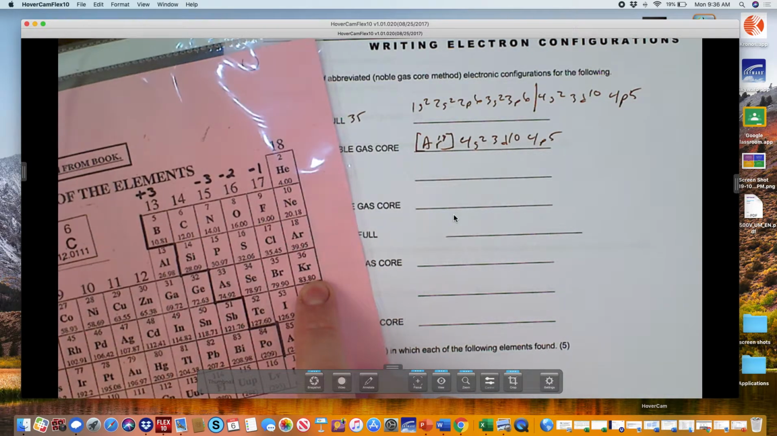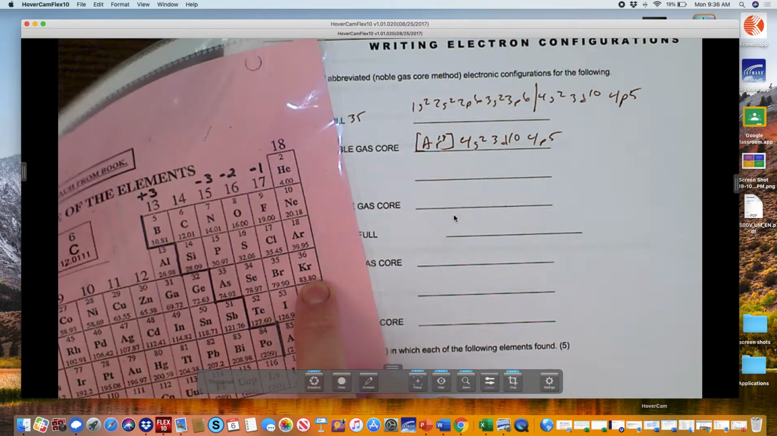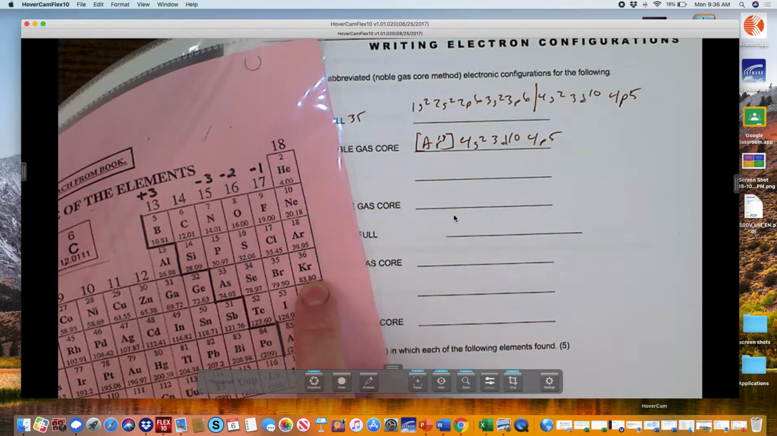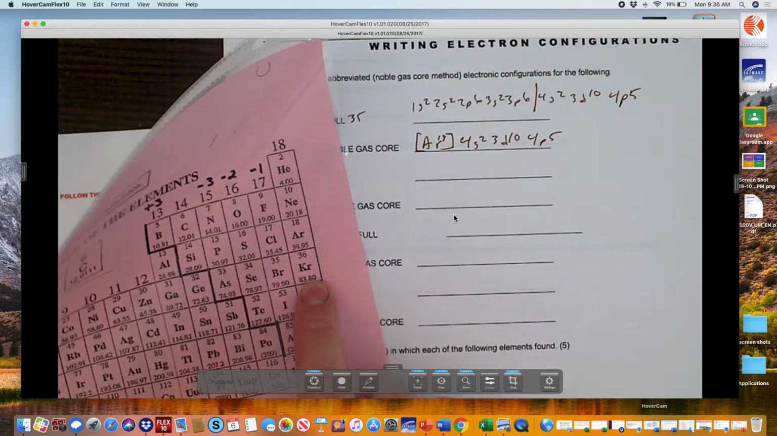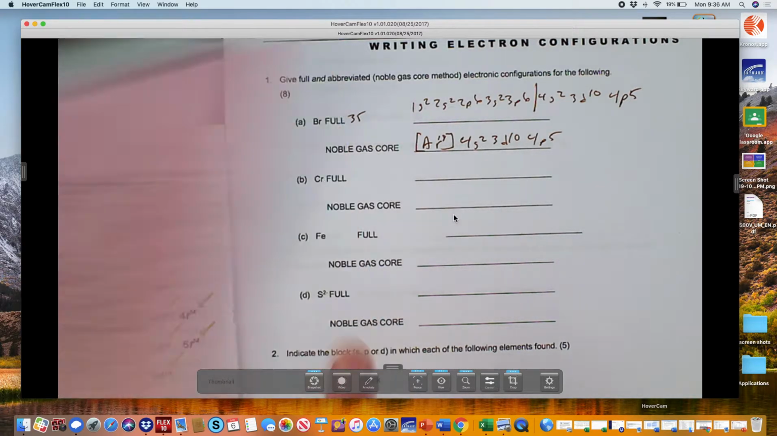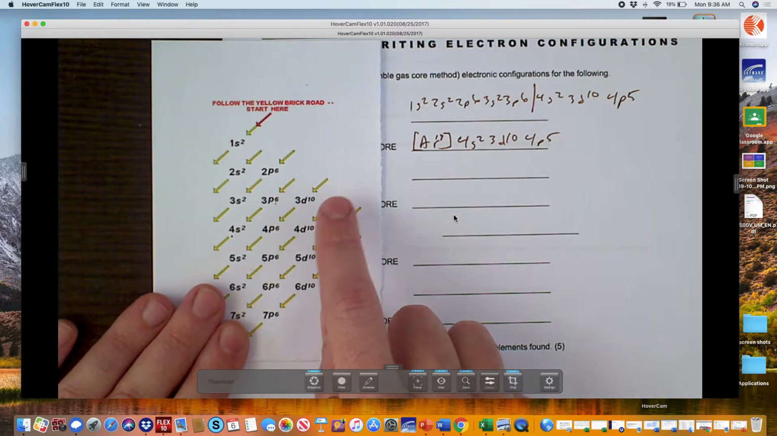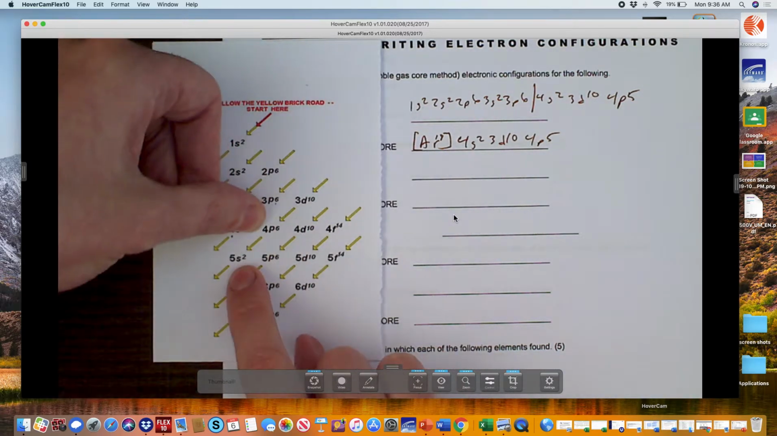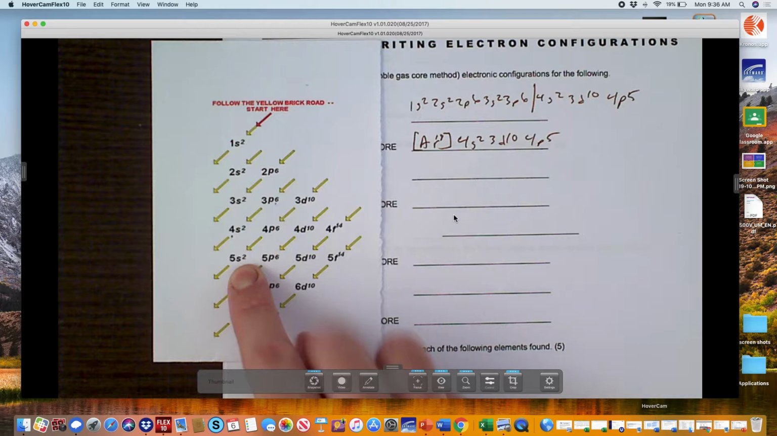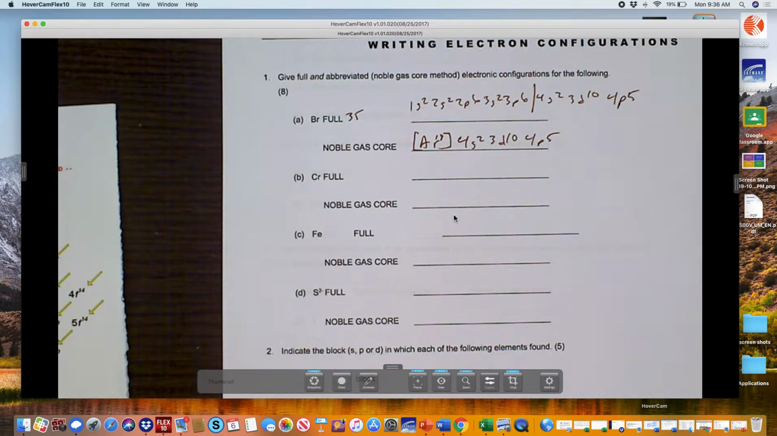Krypton's last electron configuration is 4p6. So what that means is, when I'm looking at my chart, after 4p6 I would start next with 5s2. So that's one way to do that. Okay, that should be review.